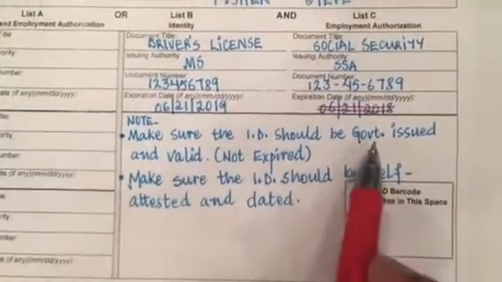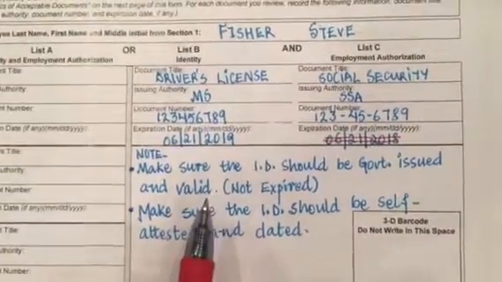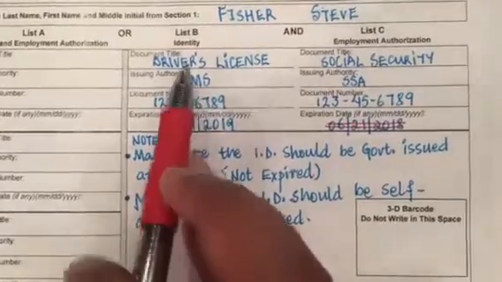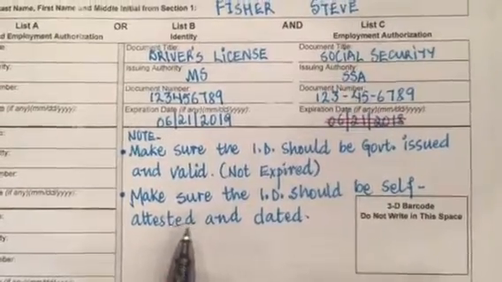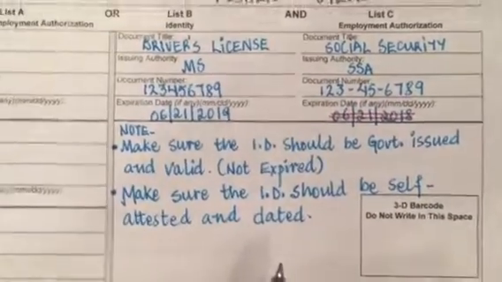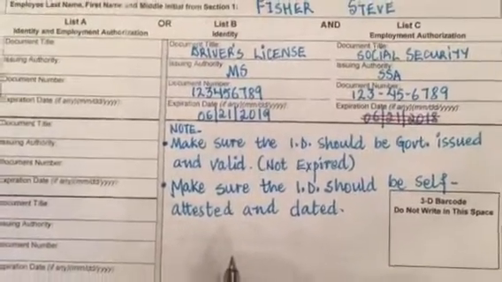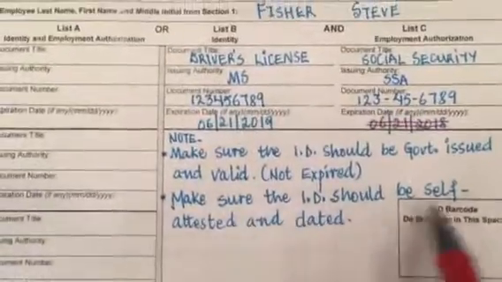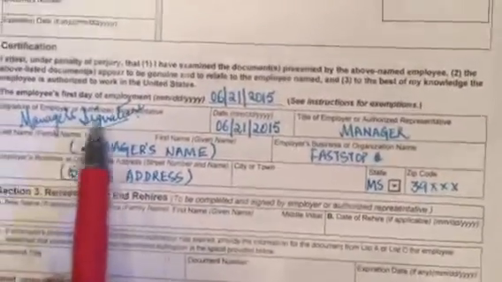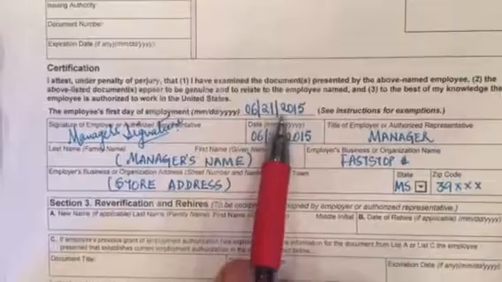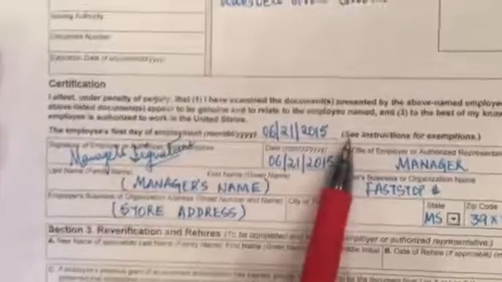Note, make sure the ID is government issued and valid. We cannot accept expired IDs. The driver's license or state ID has to be valid. Make sure the ID is self-attested and dated, meaning make sure that you keep a copy of their driver's license, ID card or social security card. They must sign their name right below it. And then employee first day. What is the first day of employment? What would be the first date that he or she will be working for us?